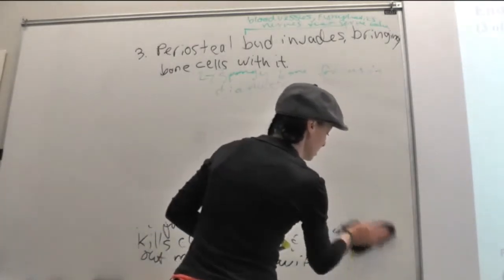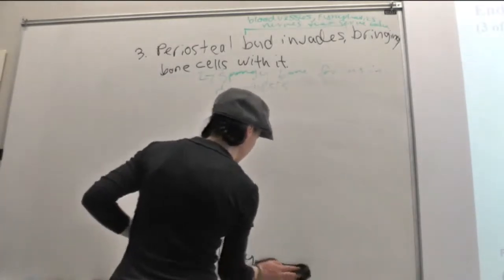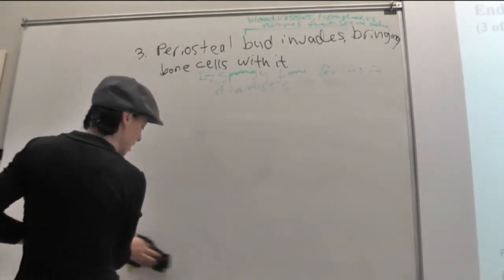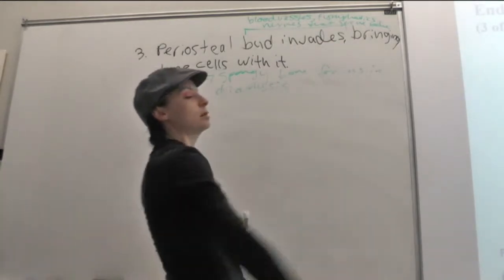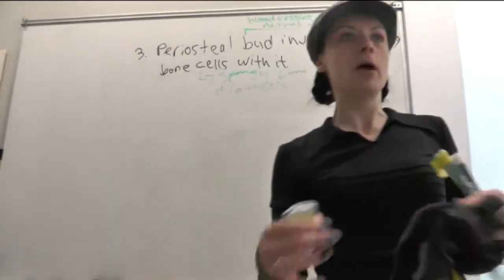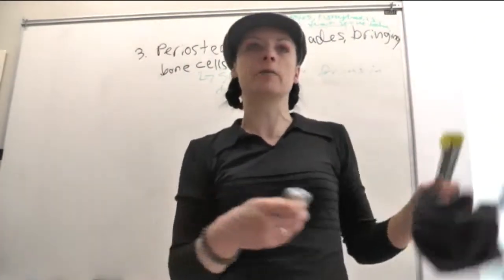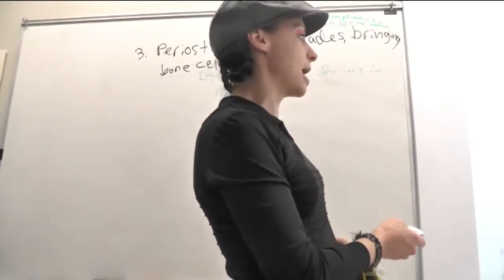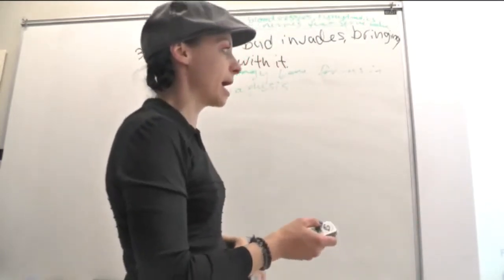So for our third step, our periosteal bud invades, bringing with it all bone cells. Now we have these nice hollowed out spaces from where our chondrocytes died off, and we can overtake that space and fill it with spongy bone on the inside of the medullary cavity.